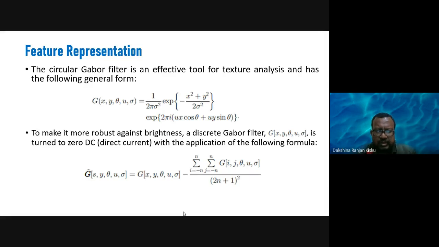If we use this function for extracting the texture feature, then this circular Gabor filter is not robust against brightness. To make it more robust against brightness, we can use the discrete Gabor filter, which can be represented by the second equation. Here you can see that first we obtain the circular Gabor filter, then we subtract another component from this circular Gabor filter, and then we obtain a discrete Gabor filter. The discrete Gabor filter is turned to a zero DC component with the application of the following formula. Here g dash is represented by five parameters: x, y, theta, u, sigma.